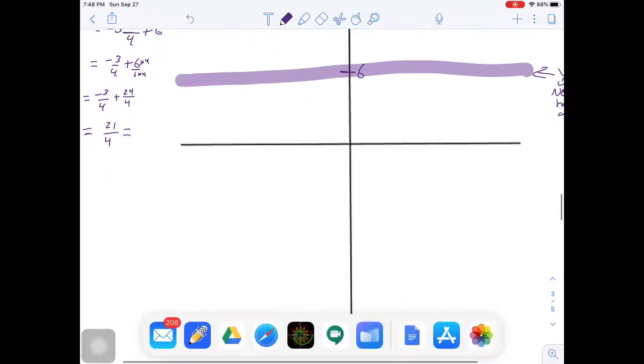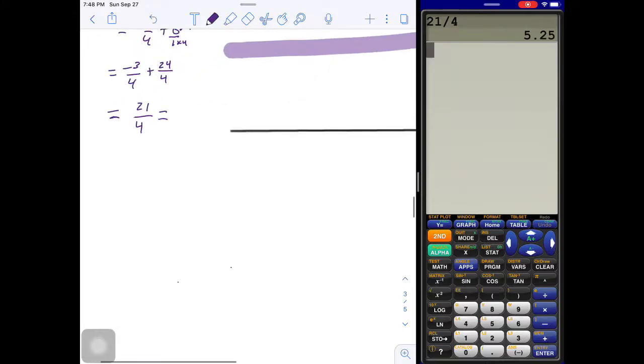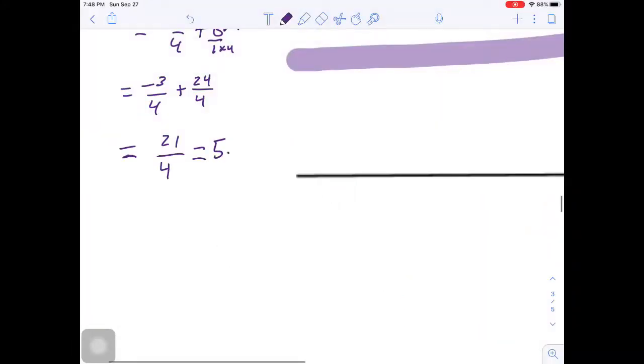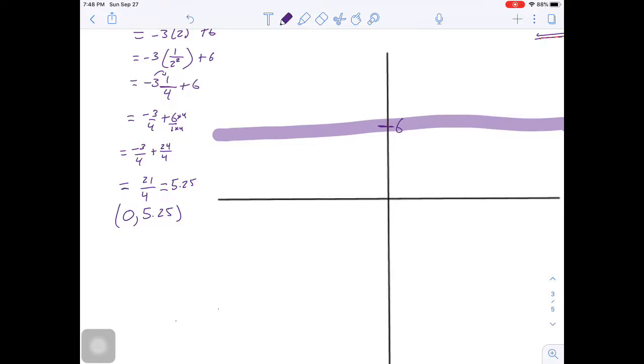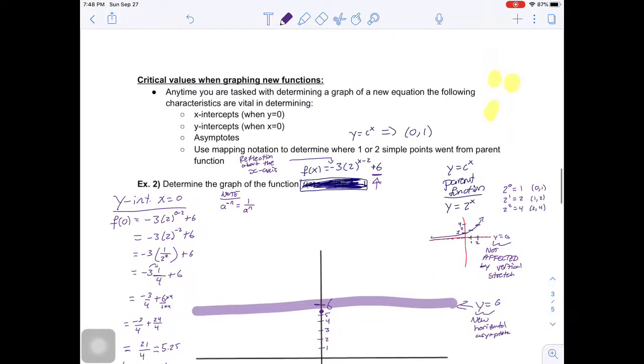Let's get a decimal for that number, just to know what it looks like a little bit better. So 21 divided by 4 gives me 5.25. So that makes a lot more sense. That means your y-intercept, when x is 0, is 5.25. So if we do 1, 2, 3, 4, 5, we're around right here, which makes a lot of sense. Now, we found one critical value. Actually, we found two already. We know an asymptote, we know our y-intercept.